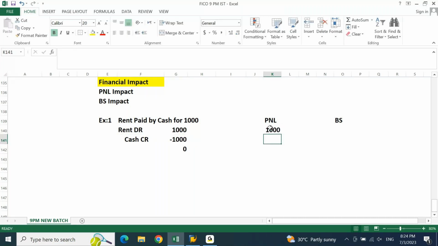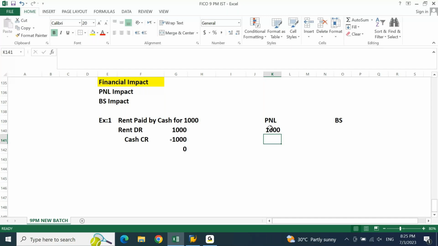Whether it is debit or credit is immaterial as of now. First, you need to understand what is there in your accounting entry. If it is rent, is this rent a P&L or a balance sheet item? How will you understand that? First, you need to segregate whether this is an asset, liability, income, or expense. If we are not able to segregate this, then there is a big problem.